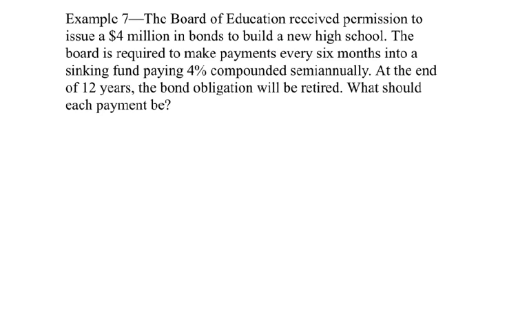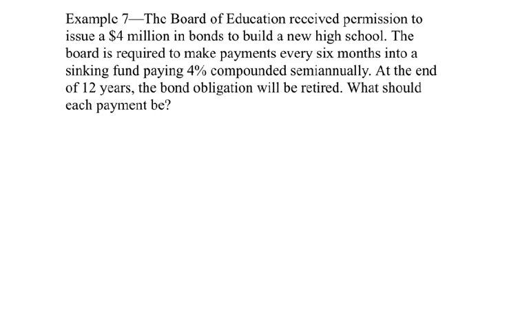And so our first problem is example 7, because again, this is a continuation of 6.3. The Board of Education received permission to issue $4 million in bonds to build a new high school. The board is required to make payments every 6 months into a sinking fund, paying 4% compounded semi-annually. At the end of the 12 years, the bond obligation will be retired. What should each payment be?